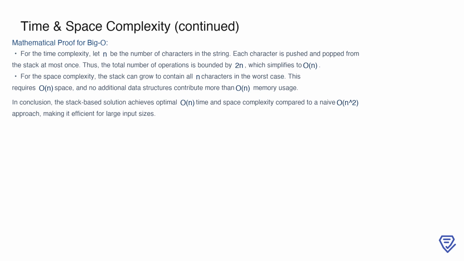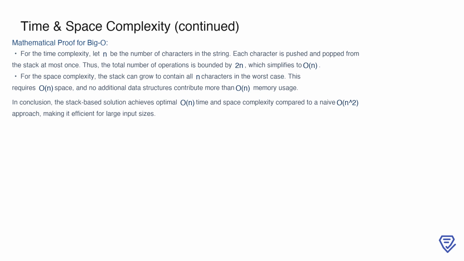To mathematically confirm the big O efficiency, consider the time complexity. Let n be the number of characters in the input string. Each character is pushed onto the stack at most once and popped from the stack at most once. This means the total number of stack operations is bounded by 2n. While this might seem significant, it simplifies to O(n), as constant factors are discarded in big O notation.